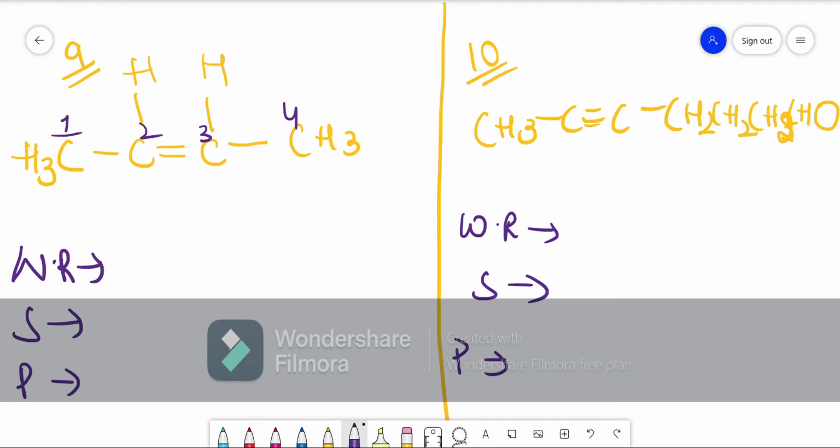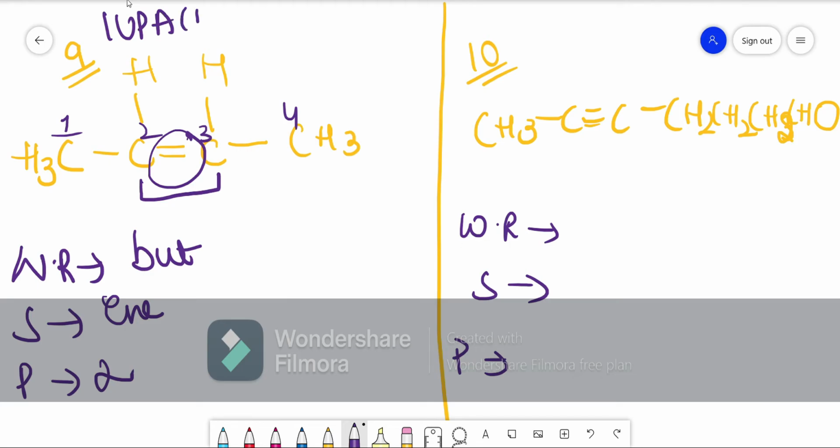So 4 means we'll write meth, eth, prop, but. Now if I talk about the suffix, what is the suffix? Suffix is the bonding that is present, correct? If you see, this is a double bond, thereby it would be ene. Now if we talk about the prefix, the prefix is 2. So the IUPAC name would be but-2-ene. Correct, students?